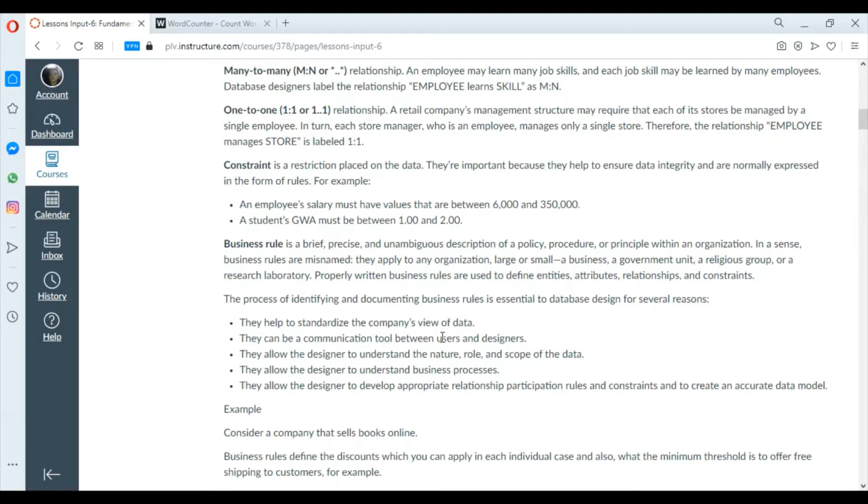Business rule, on the other hand, is a brief, precise, and unambiguous description of a policy, procedure, or principle within an organization. They apply to any organization, large or small, whether they be a business, government unit, religious group, a research laboratory, etc. Properly written business rules are used to define entities, attributes, relationship, and constraint.